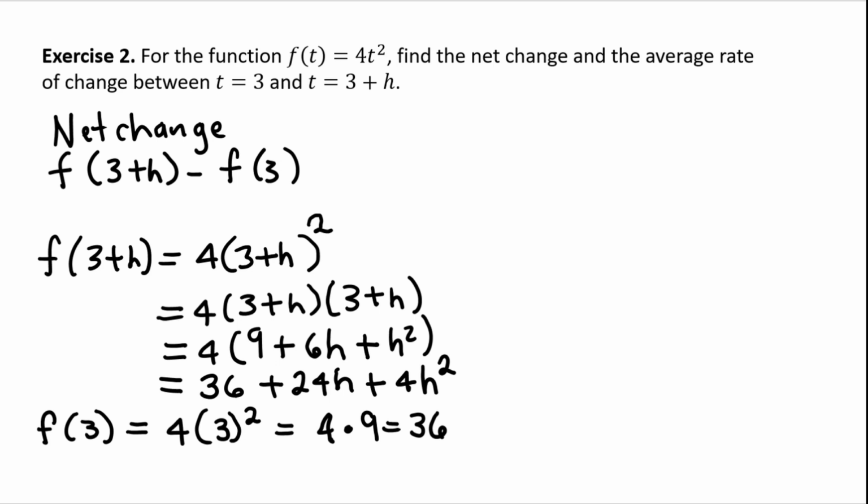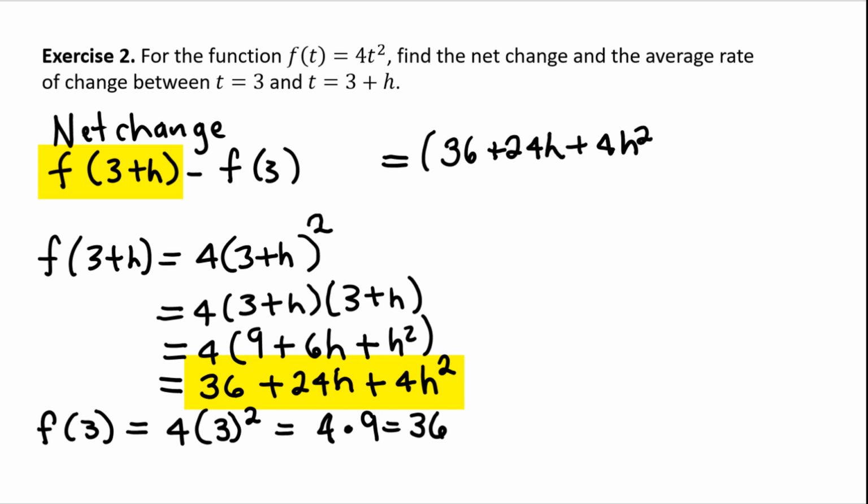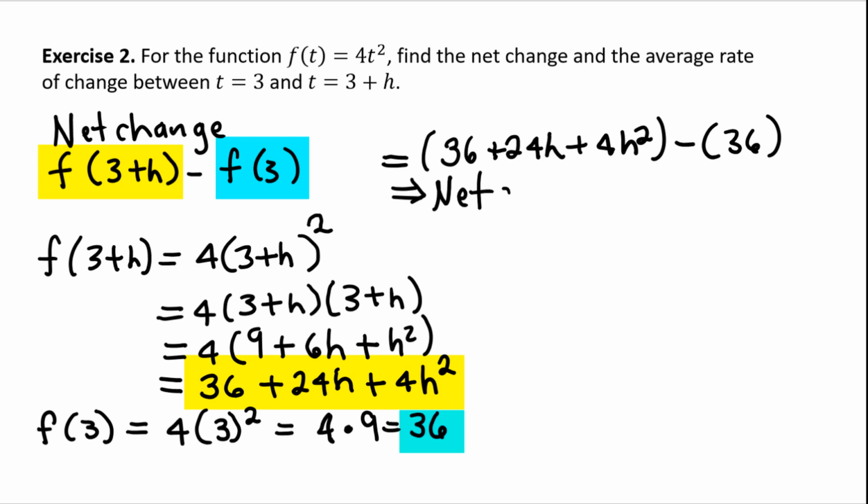So let's make the substitutions. We will replace the f of 3 plus h with the expression which was 36 plus 24h plus 4h squared, and then subtract f of 3, which is 36. Some of the 36's cancel, so we get that the net change would be the remaining terms in the expression, 24h plus 4h squared. Please ignore the spaceship landing in the background.